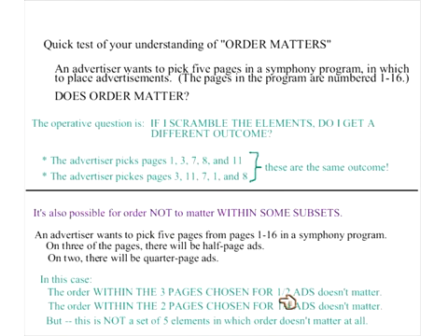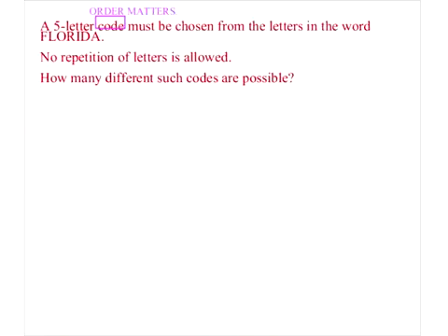Oh yeah, the question is will there be a sample question? There will absolutely be tons and tons of sample questions. So here's the first sample question. A 5-letter code must be chosen from the letters in the word Florida. So when we say order matters, what this means is, if my code is FLRIA, and your code is IFALR, those are different. So order matters in this case.